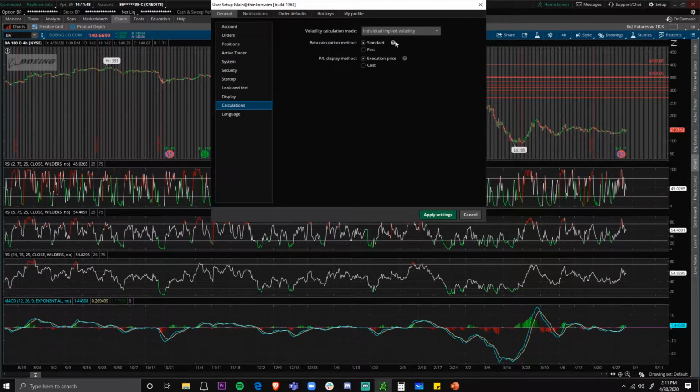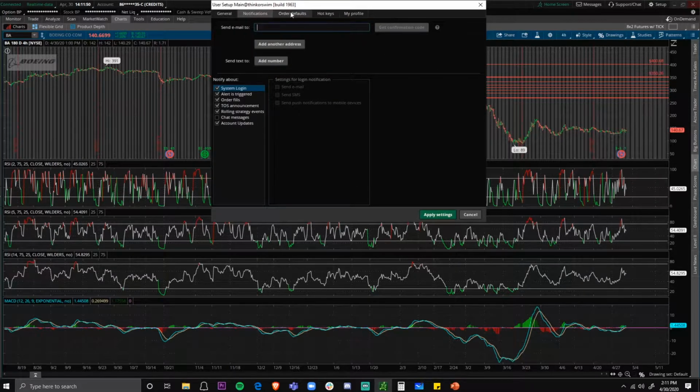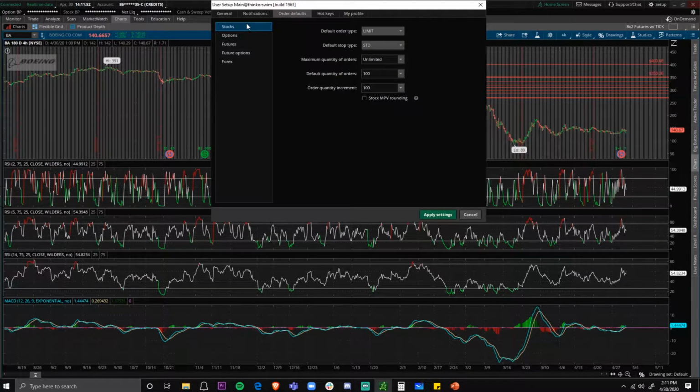Calculations. Order defaults. This is going to be an important one. Your stocks. Okay, you have all kinds. You have market value, which you can just get assigned or basically put into shares at the market price. I always suggest you use limit for the fact that you control your prices. I don't want the market to assign me more for a share or more for stock if I can get into it at a much lower price.